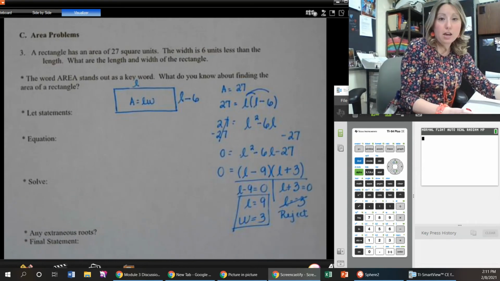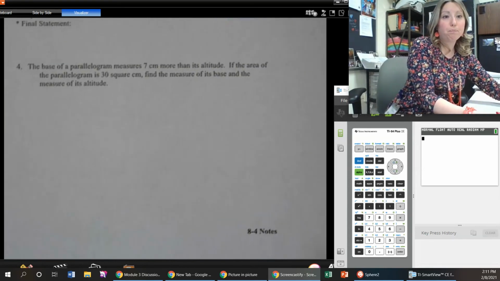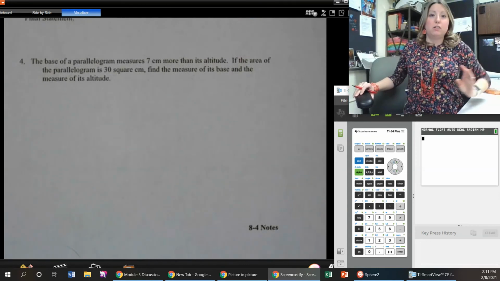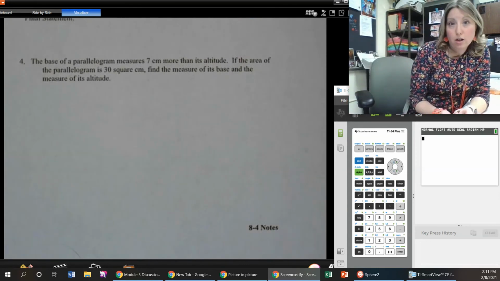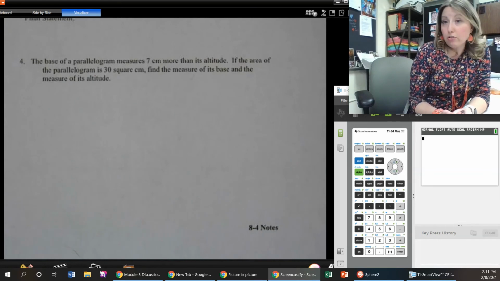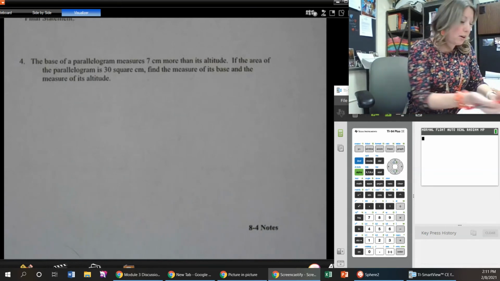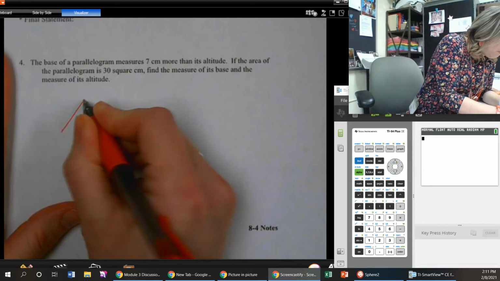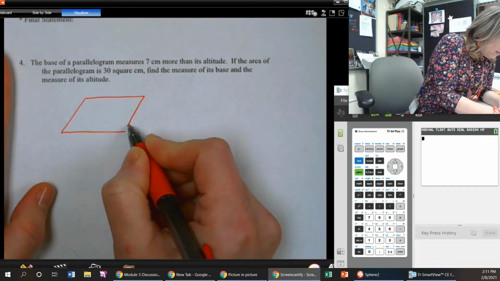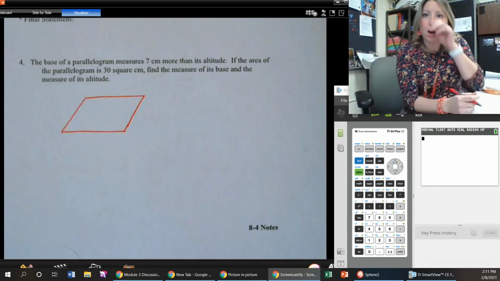So in this case, number 4, the base of a parallelogram measures 7 centimeters more than its altitude. If the area of the parallelogram is 30 square centimeters, find the measure of its base and the measure of its altitude. So again, we're finding the dimensions, but a parallelogram is kind of a rectangle that's slanted, right?